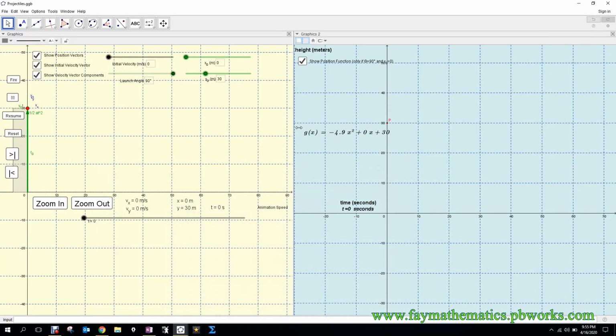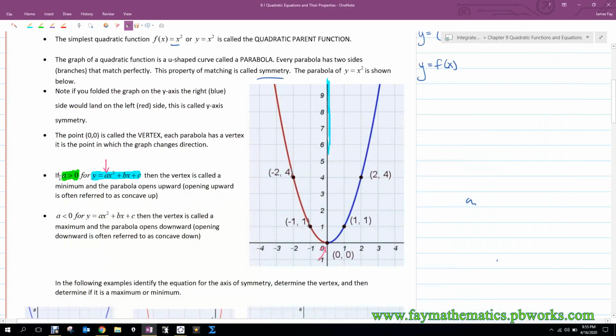So what happens? We go back to these notes. When A is positive, you're going to get a graph that looks like this. We say it's opening upward, and that's called being concave up, or sometimes called having upward concavity. What I like to think about is that it looks kind of like a cup. If I was going to pour water in it, it's going to hold that water, and that's when A is bigger than 0.